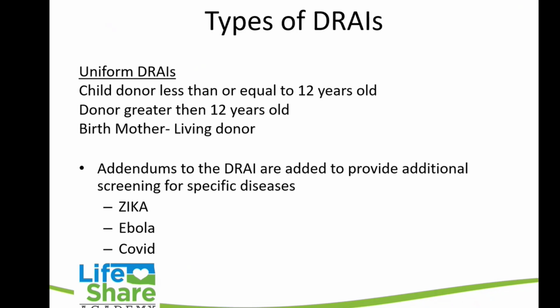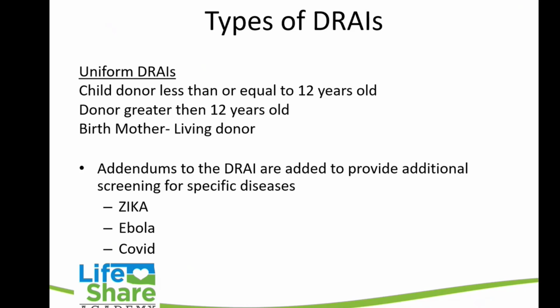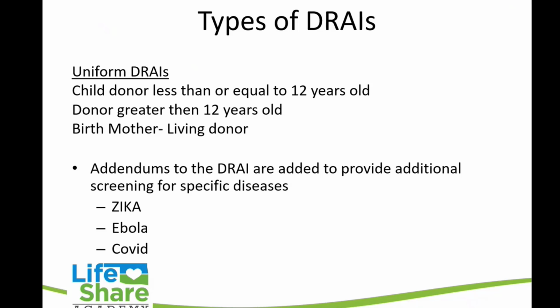There are also different types of DRA: a child DRA, an adult DRA, and a birth mother DRA. The adult and child DRA are used for organ and tissue donors, while the birth mother DRA is used for birth tissue like placenta donation for live patients.